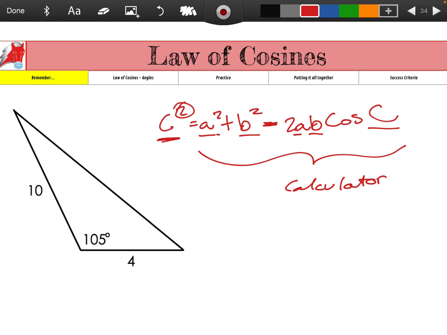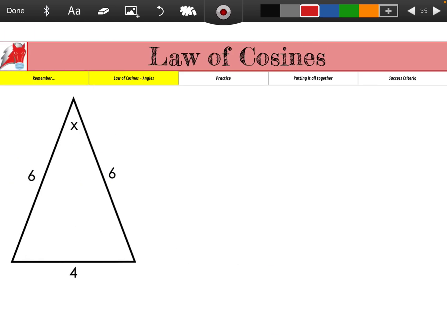But that's the base. We're still using law of cosines, but now here's the trickier one, meaning we can't just plug it into a calculator. We have to really understand what's going on. So here's what is happening. Why don't you try this real quick? See if you can fill in the pieces that you need.